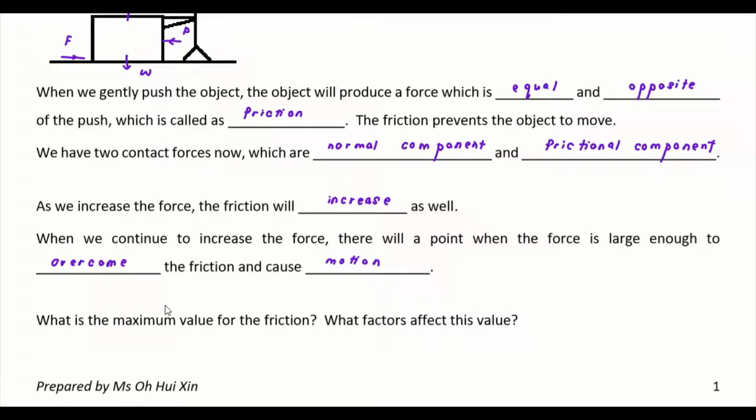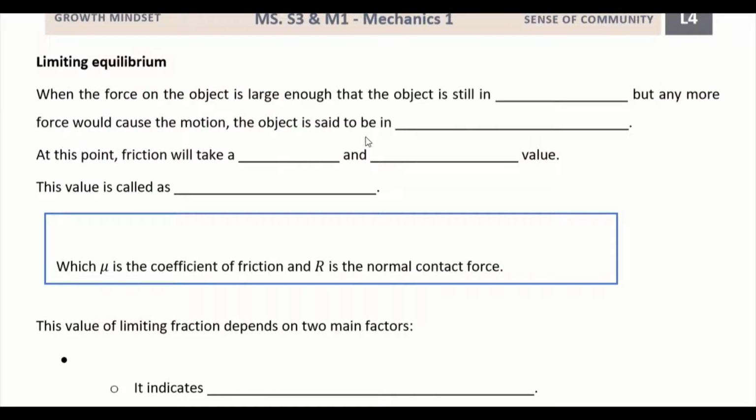All right, so now let's look at what is meant by limiting equilibrium. When the force on the object is large enough but the object is still in equilibrium, please remember that the object doesn't move yet. So the object is in equilibrium, but if you try to apply any more force, you will cause motion. So this object is said to be in limiting equilibrium.